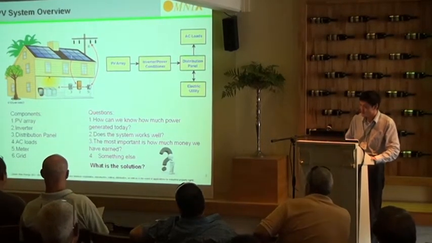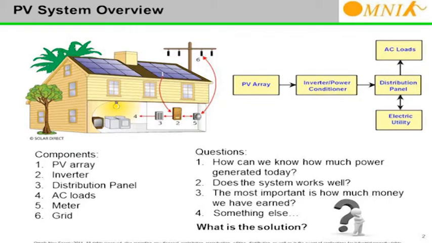Direct current is converted to alternating current in this process, then goes to the distribution panel, and is finally used by the AC loads, often the electric grid. So, what if the system goes wrong? How can we know that and solve it as soon as possible if there is really something wrong? And even more important, how can we know how much energy this system has generated and how much money we have earned? So what's the solution?